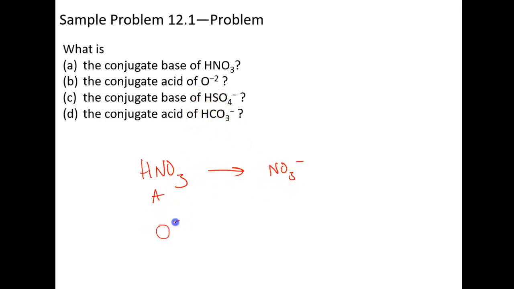Here I have O minus 2 and I want the conjugate acid. So if I want the conjugate acid on this side of the equation, it's acting as a base. So it's going to accept the proton. So it's going to become OH minus. Okay, we'll do one more and then you can do the last one on your own. HSO4 minus, we'll do both of them. The conjugate base, so it's acting as an acid on this side, so it's going to donate a proton. It gets rid of the proton, so this gets one less proton, and it gets one less positive charge, so that means it gets another negative charge, so it goes to a 2 minus.